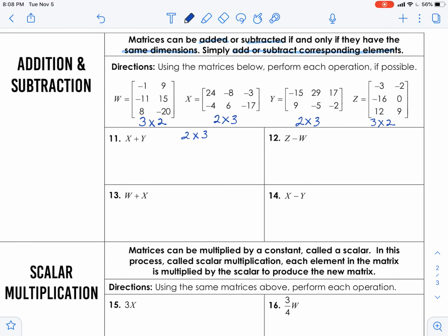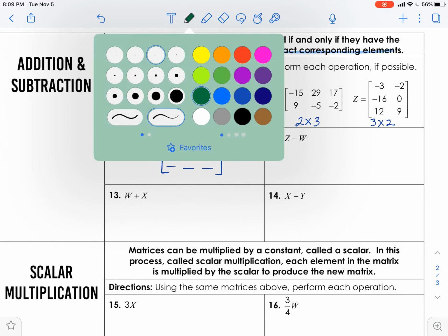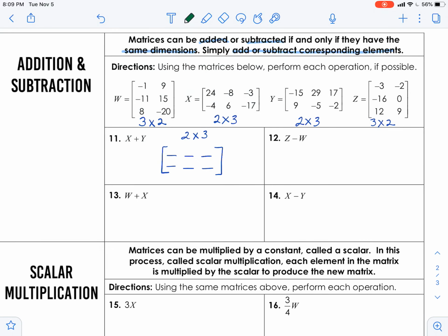Now, a lot of times what I will do is I will set up my matrix because I know it is a 2 by 3. Okay, so I'll go ahead and put my positions down. Do you have to do this? No, you don't. But I think sometimes it does help. With multiplication, it is, I think, a lifesaver if you do that. Okay, and so again, the rule is you're going to add or subtract corresponding elements.